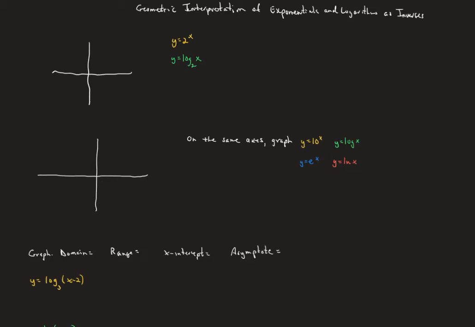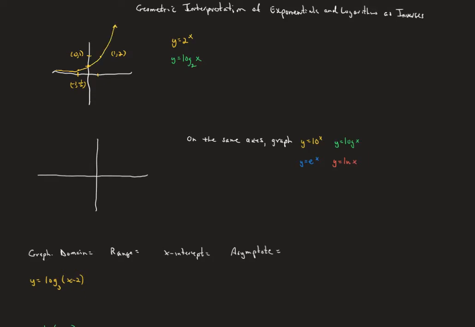When we plug in 0 for x, we're going to get 2 to the 0 is 1. So I'm going to label that point (0, 1). When we plug in 1 for x, we're going to get 2 to the first, which is 2, and so that'll give us the point (1, 2). If we plug in negative 1 for x, then we're going to get 2 to the negative 1, which is going to be 1 half. So that's going to be the point (-1, 1/2), and it's going to do something like this.